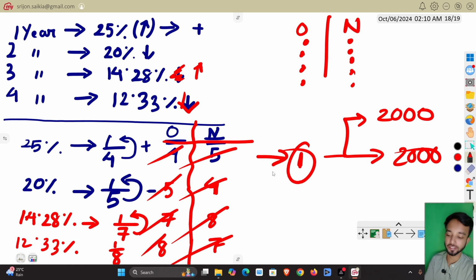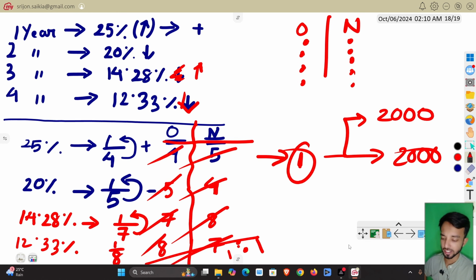Did you get this point? Or should I give one more example? If you got this point, we got the ratio as 1 is to 1. If we got the ratio as 1 is to 1, that means there is no change in population.